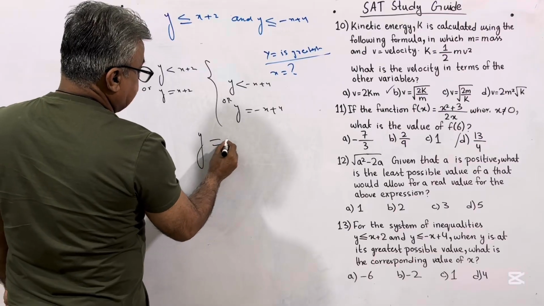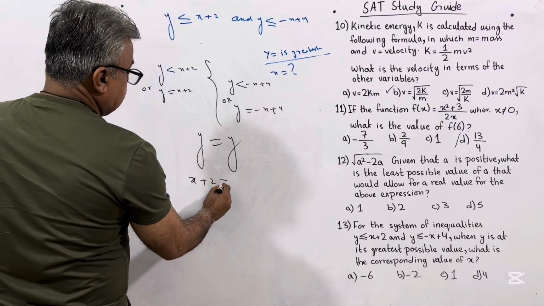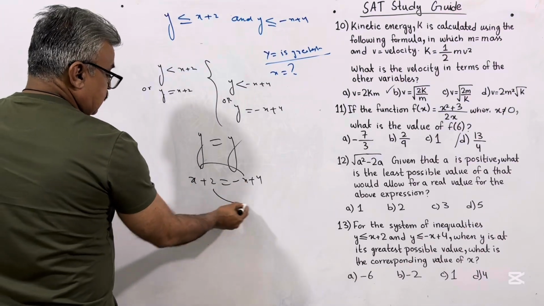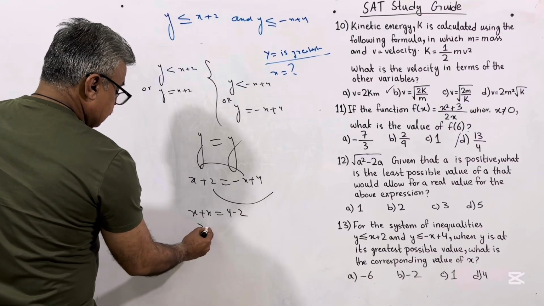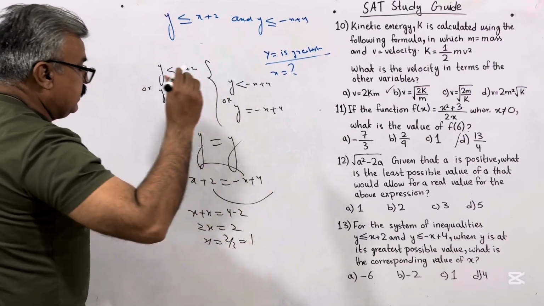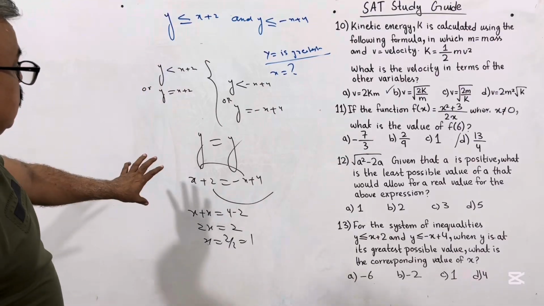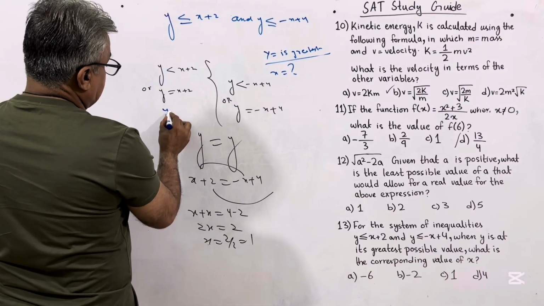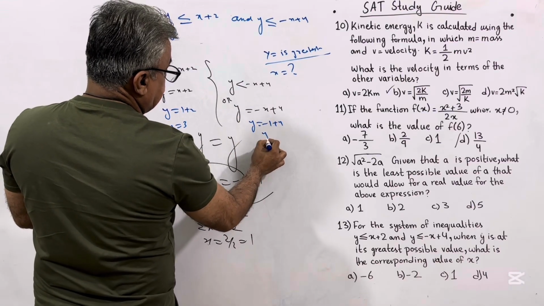Taking y equal to y, it gives us x plus 2 and the other value of y is minus x plus 4. Solving for x, shift x to one side and the constants to the other: x plus x is 4 minus 2, 2x is equal to 2, so x is equal to 2 over 2, x is equal to 1. x is equal to 1 is the value corresponding to the max value of y. If you plug in the value of x here, it gives y is equal to 1 plus 2, 3, and here minus 1 plus 4, it's also equal to 3.